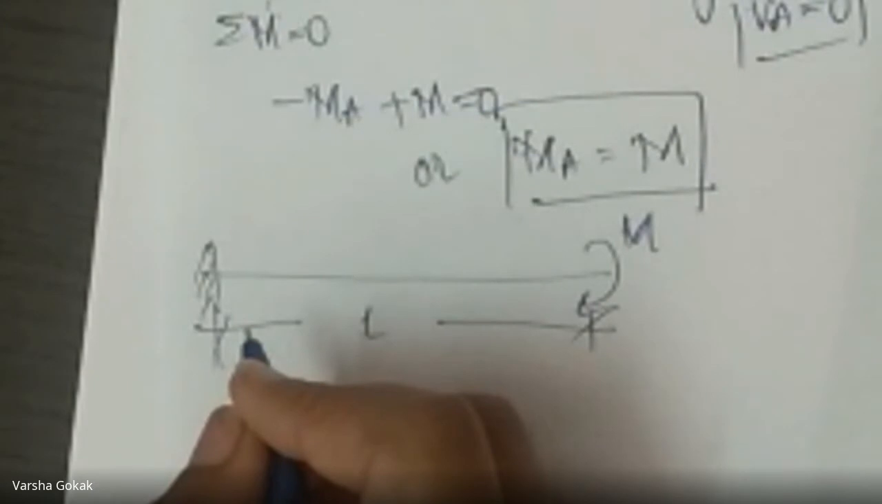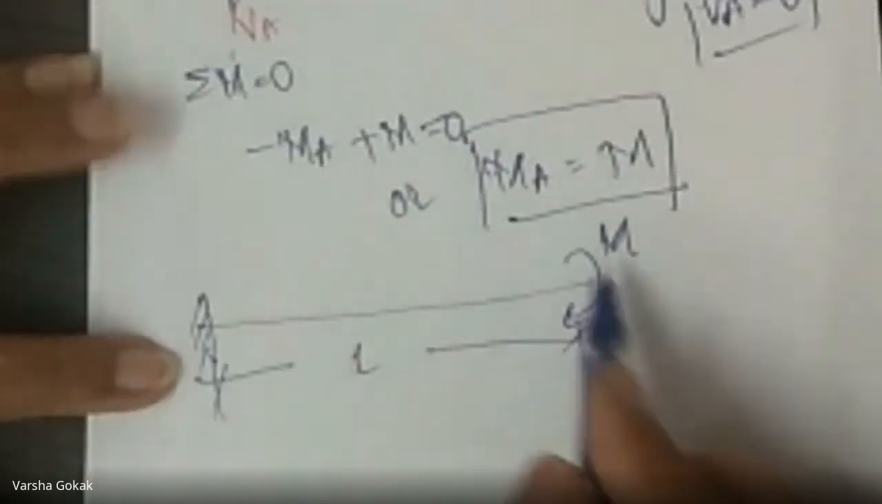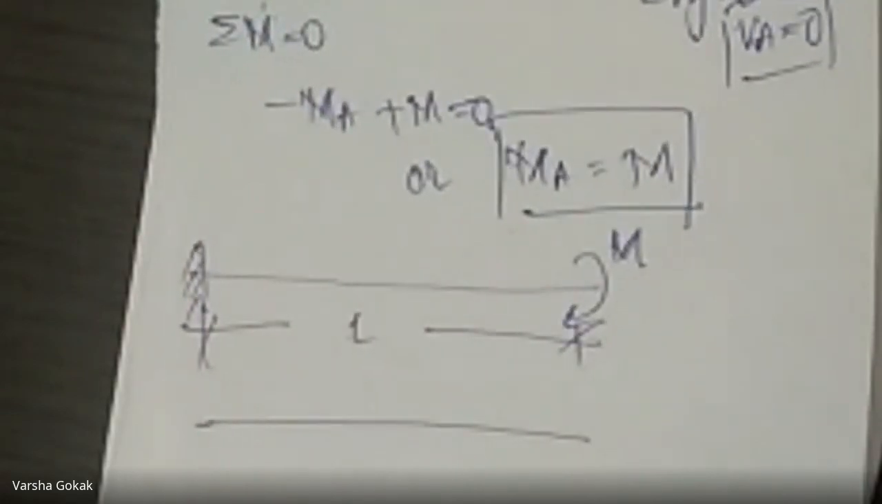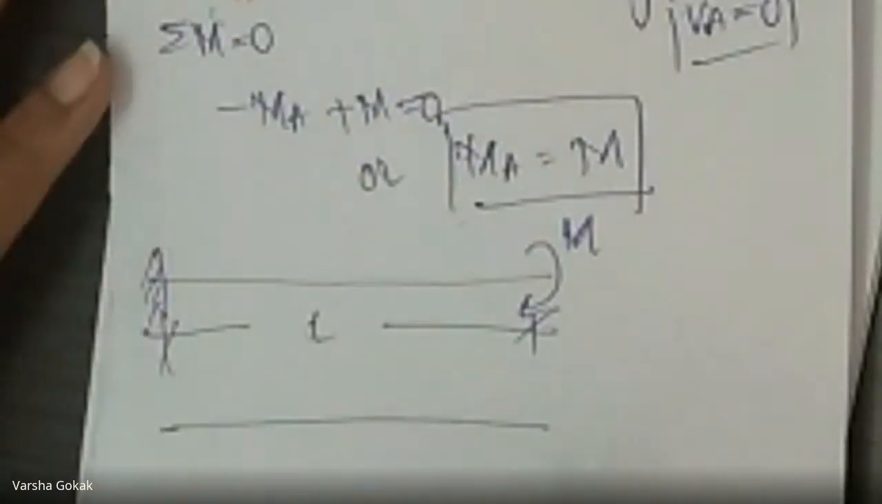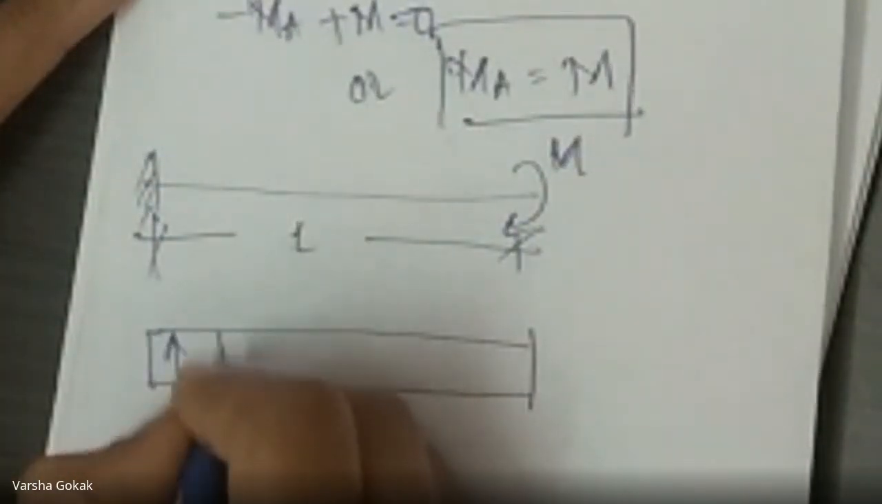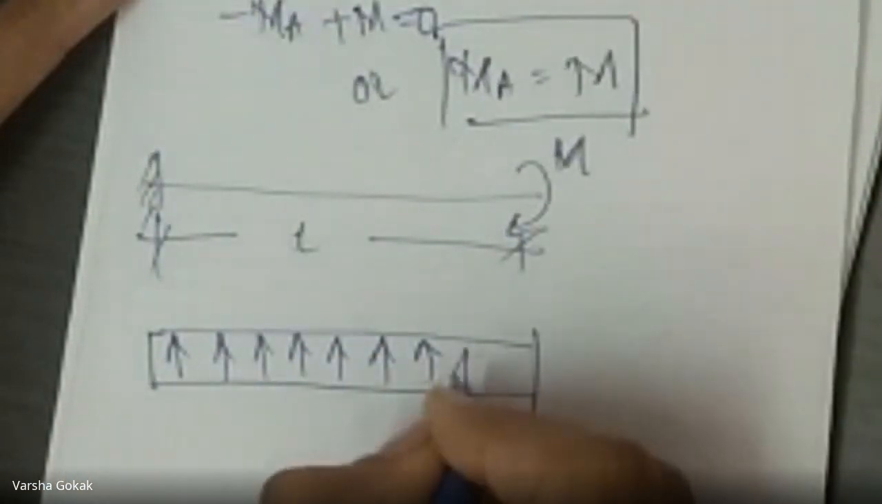For this, when I draw the bending moment diagram, is this a negative or a positive bending moment diagram? Negative. Negative bending moment. So it is going to be like this. M, uniform, it is everywhere. So it is going to be a rectangle and the arrows will be upward because it is a negative bending moment.